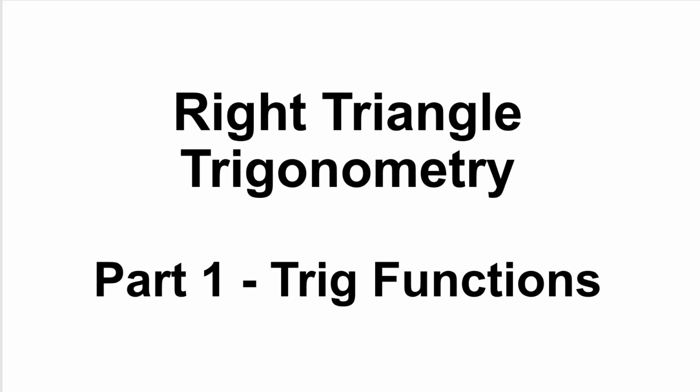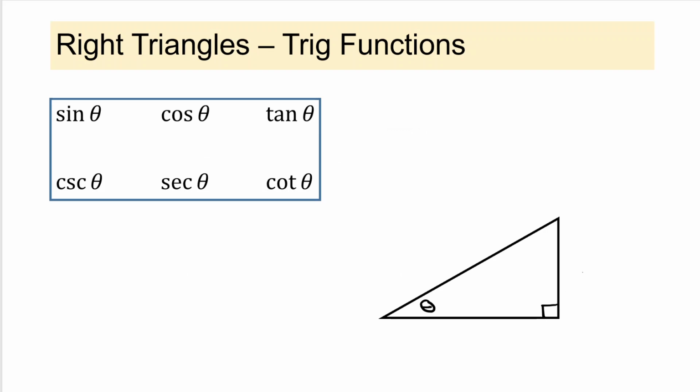Hello. In this video, we're going to be talking about right triangle trigonometry. In particular, we're going to be talking about the 6 trigonometric functions. The 6 trig functions are the sine, cosine, tangent, cosecant, secant, and cotangent. We're going to be defining each one of those 6 functions as ratios of two sides of a right triangle.